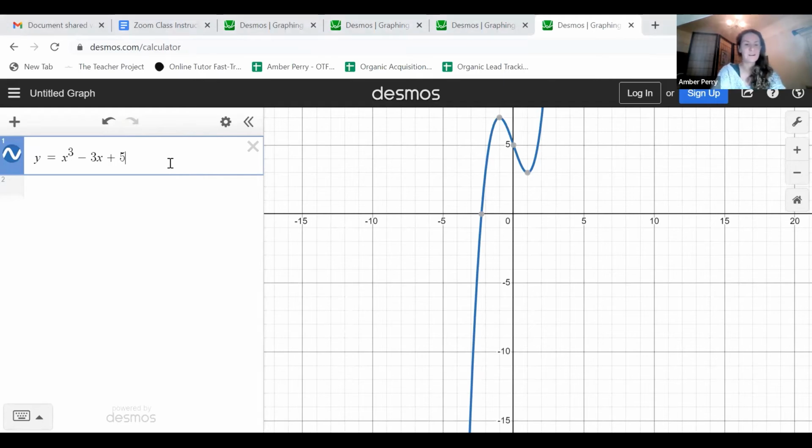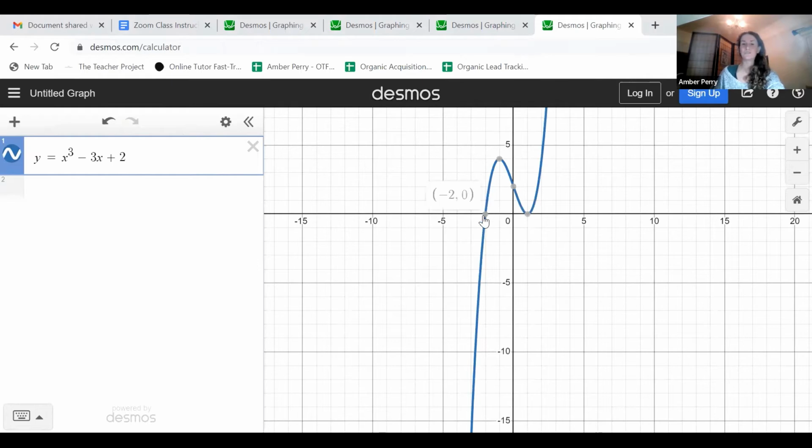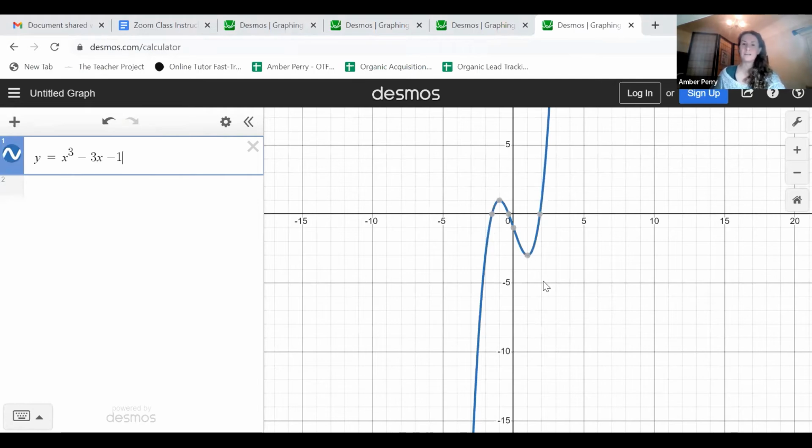I think when I had it at 2, there we go. If I change that to 2, you can see it's got 2 roots. There it goes through, and here it just touches the x-axis. And then if I make that less than 2, so let's make it -1, you can see it's got 3 roots there. Okay. So apologies for that, everybody.